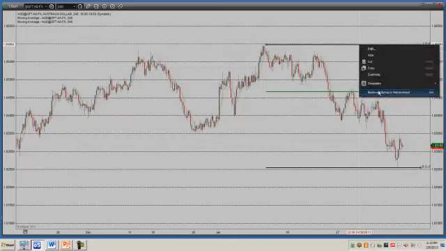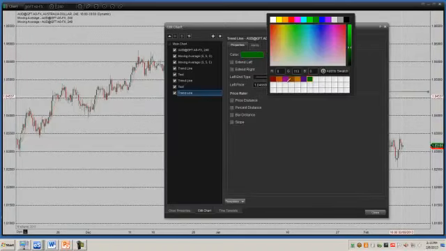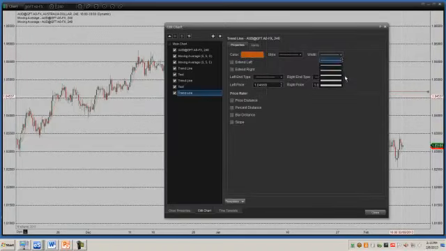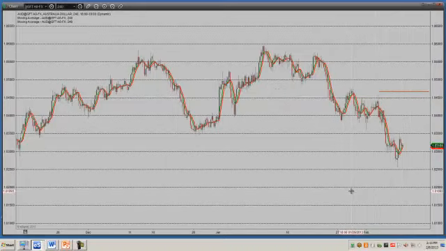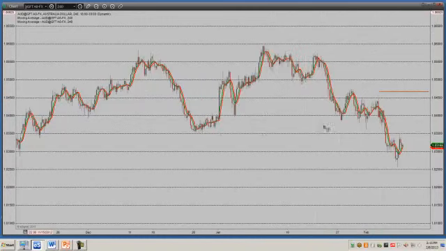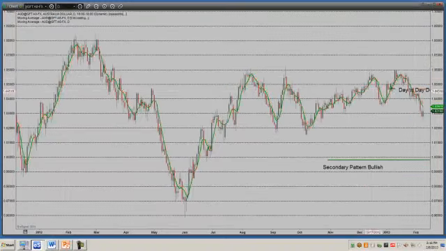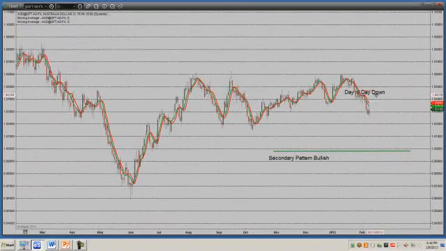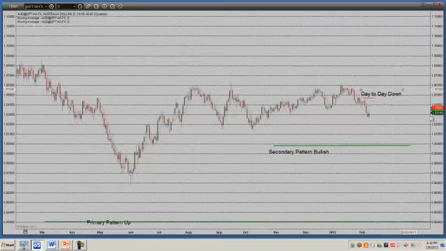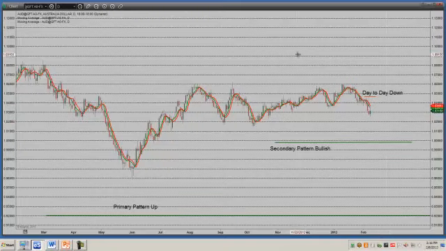So that's going to be your new day-to-day level, and because it's resistance, we'll color that orange. And we'll mark that on the chart so we can keep track of it. And our day-to-day is down. If we jump out to a daily chart, we can see now the three patterns that we have recorded. Primary pattern's up, secondary's up, but I have that day-to-day shifted down.